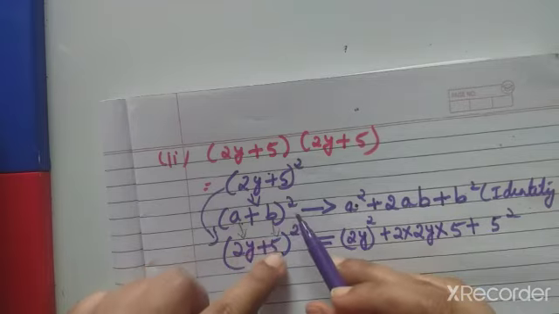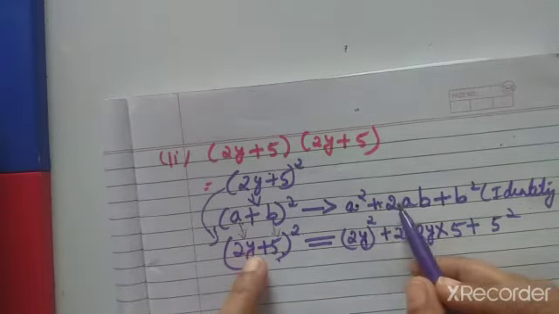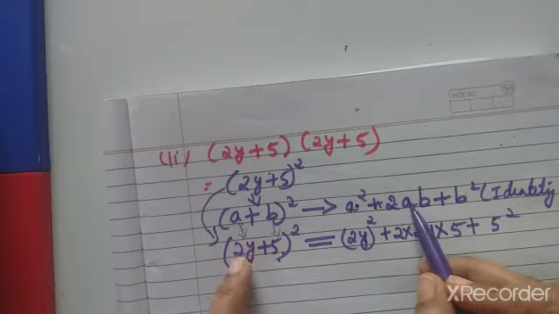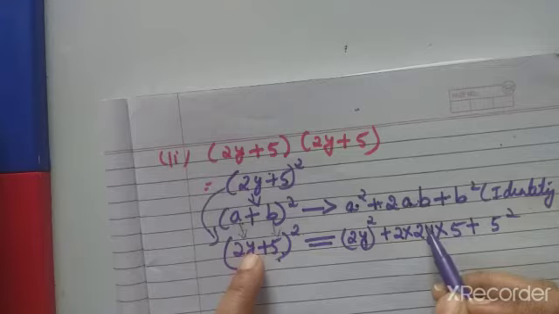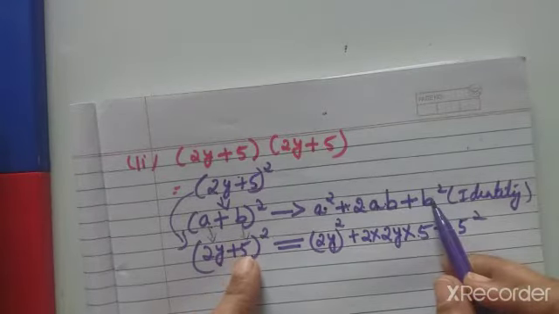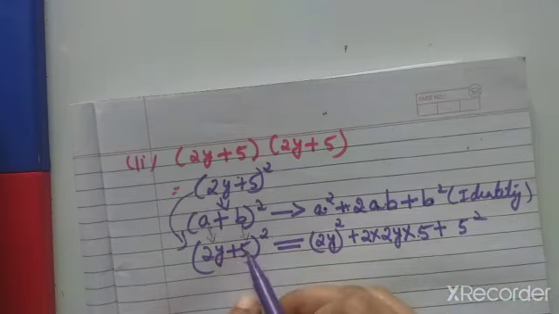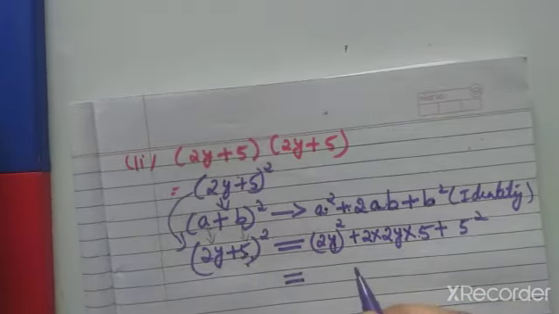In the place of b we have to write 5. So a square means we have to write 2y square, plus 2 into a, means we have to write 2y, into b, which is 5, plus b square, which is 5 square. Now solve here.